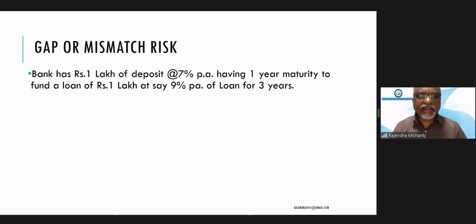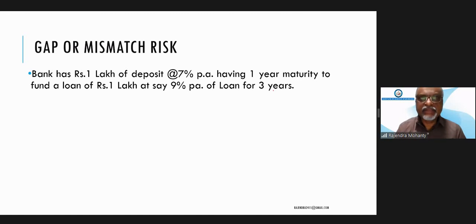And this deposit is deployed as a loan of 1 lakh rupees, say at 9% for 3 years period. So simple thing, that loan of 1 lakh for 3 years, which is earning 9% rate of interest, is funded by a deposit of 1 lakh, which is having 7% rate of interest with maturity of 1 year period. That means the loan is having long-term maturity. This is a long-term asset which is funded by a short-term liability.